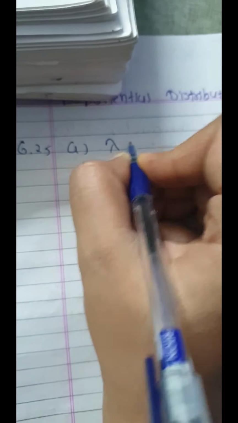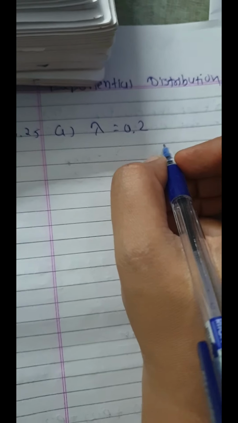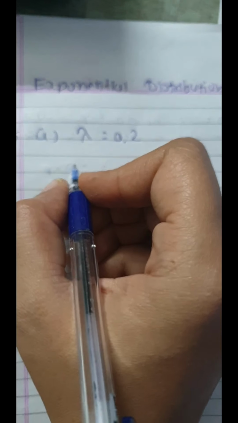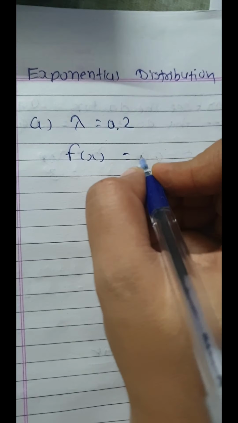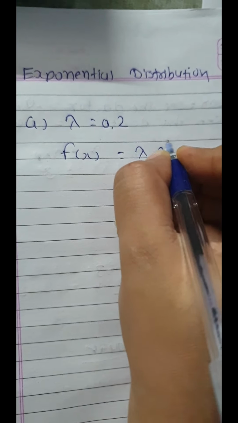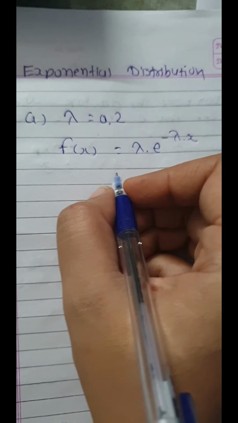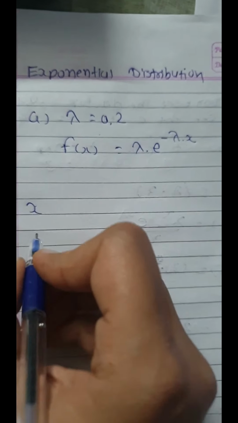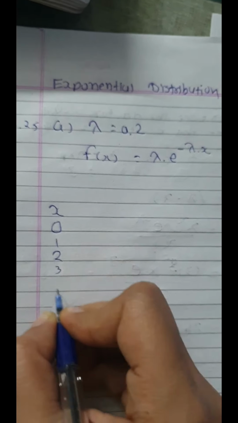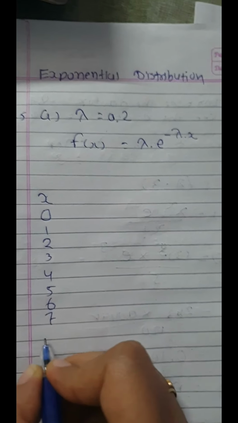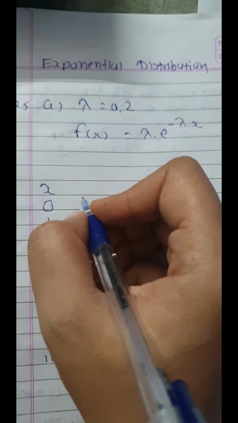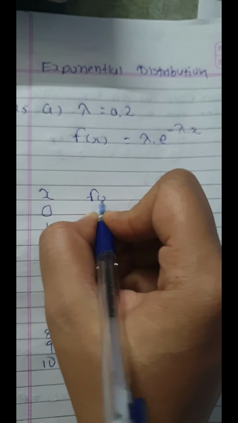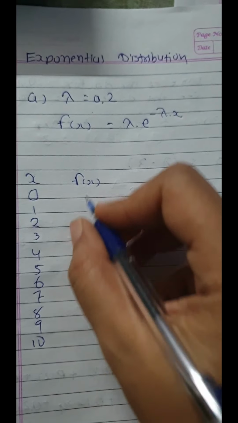In option A, lambda is equal to 0.2, right? So I will find the probability function, f of x equals lambda into e raised to minus lambda into x, right? Here I will take x from 0 to 10, right? It's just to show the values on the graph. So it is for your convenience to take up to 10. Then I will find the values of f of x and I will put them over here. Then I will make a chart.